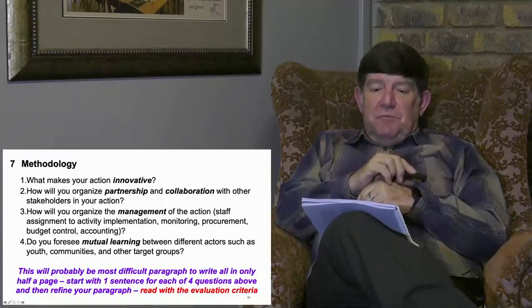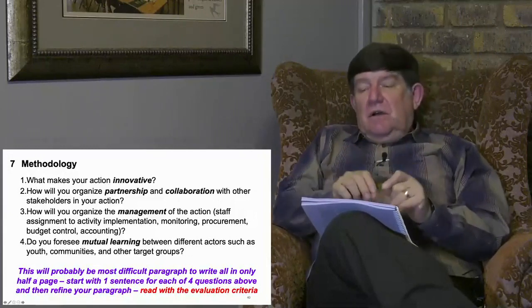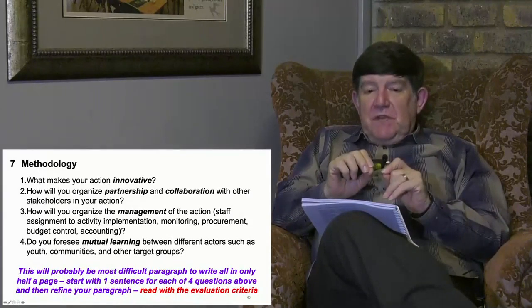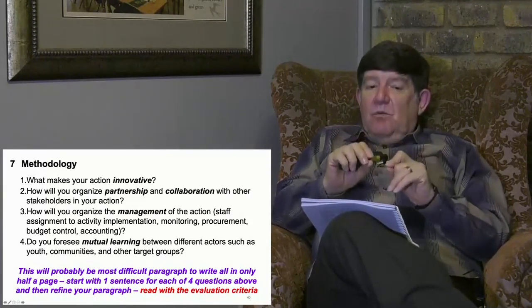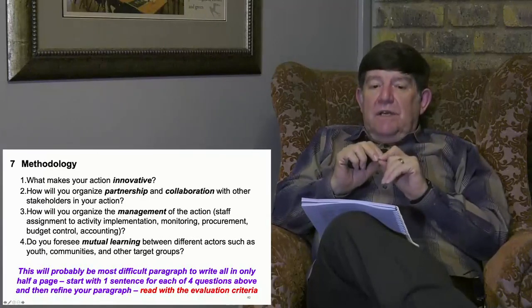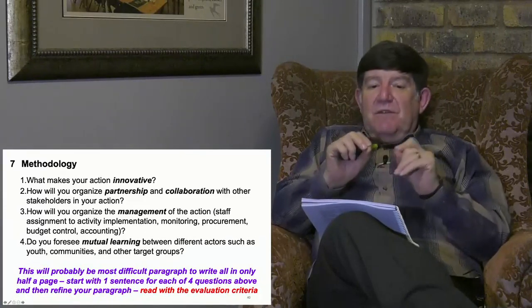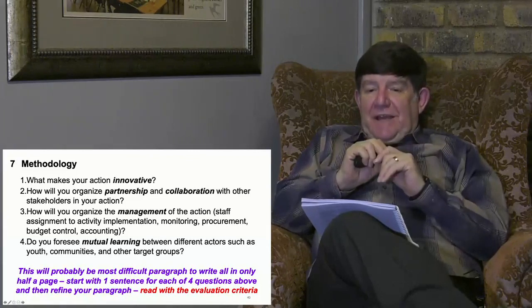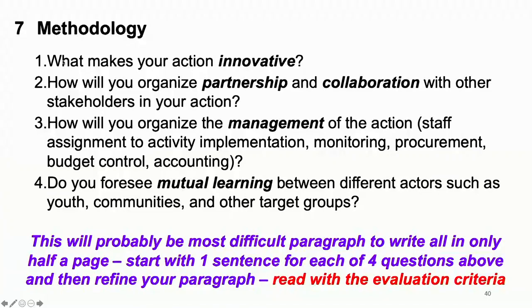Number 7, methodology. This is one of the most important paragraphs in your whole application. The evaluation criteria looks at what makes your action innovative. How will you organize partnership and collaboration with other stakeholders in your action? How will you organize the management of the action? Staff assigned to implement this, the monitoring process, the procurement process, the budget control process, the accounting that will take place. Very important, number 4.